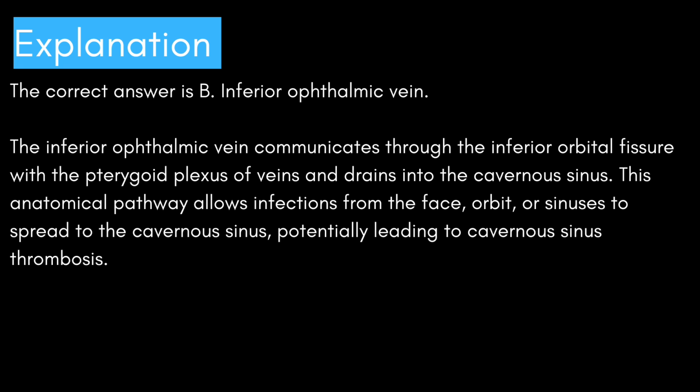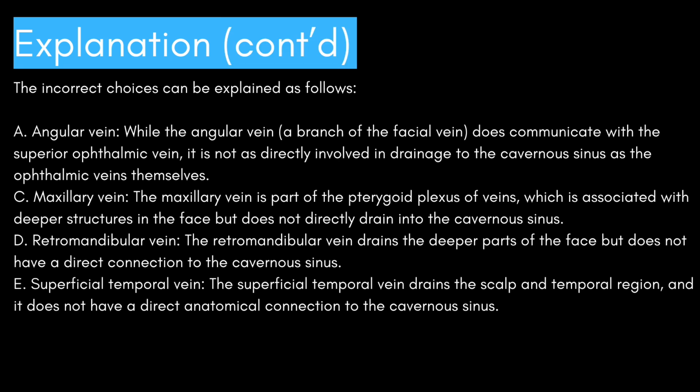The inferior ophthalmic vein communicates through the inferior orbital fissure with the pterygoid plexus of veins and drains into the cavernous sinus. This anatomical pathway allows infections from the face, orbit, or sinuses to spread to the cavernous sinus, potentially leading to cavernous sinus thrombosis. All right, let's go ahead and see why the other answer choices are incorrect. The incorrect choices can be explained as follows.